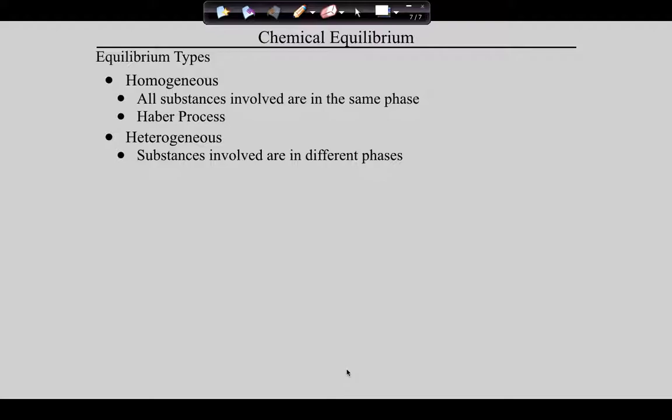You good? So guys, you now have quite literally 60 seconds to write the Kc expression for the reaction that takes place in solution between soluble potassium iodide and soluble lead-2 nitrate. Ready, go.